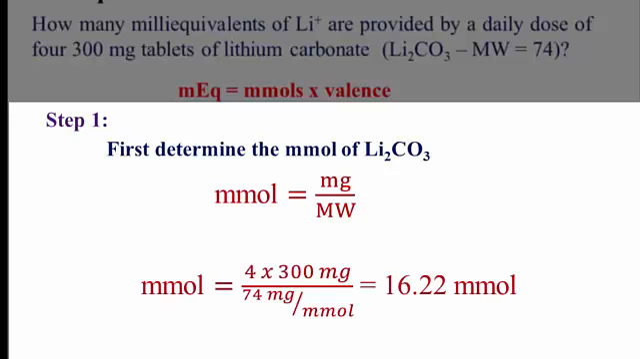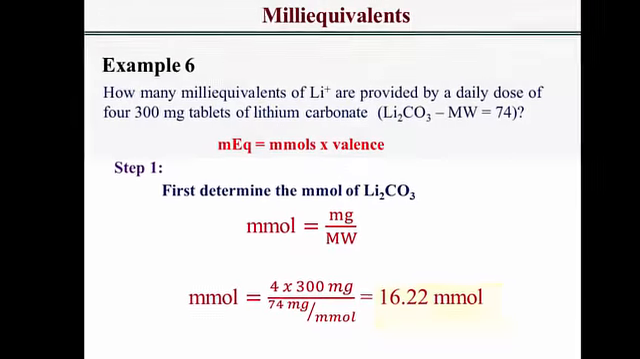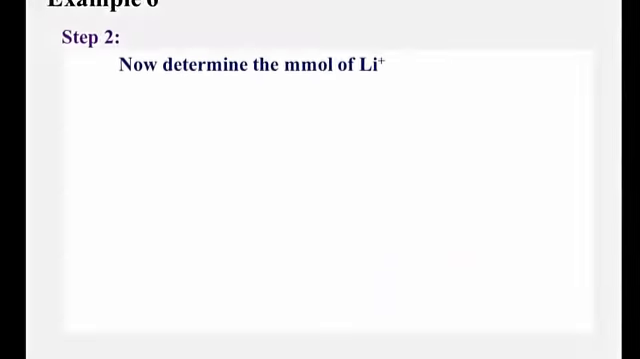Okay, so millimoles here will be 4 times your 300 milligrams, so 4 tablets, each 300 milligrams, that goes in the numerator. And we divide that by the molecular weight, which would be 74 milligrams per millimole. And that gives you 16.22 millimoles. This 16.22 millimoles is the millimoles of lithium carbonate. But we don't stop there. We now want to determine the millimoles of the lithium ion itself.